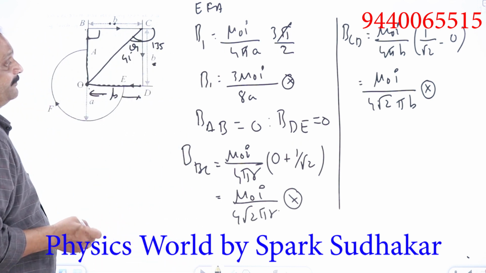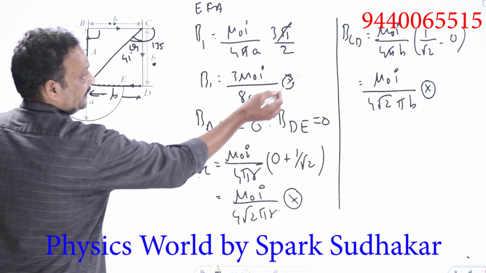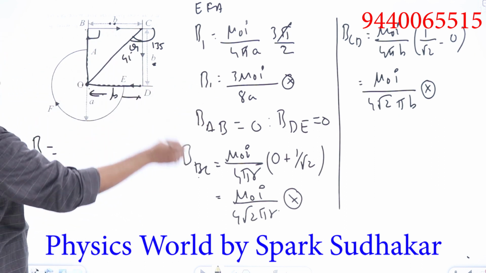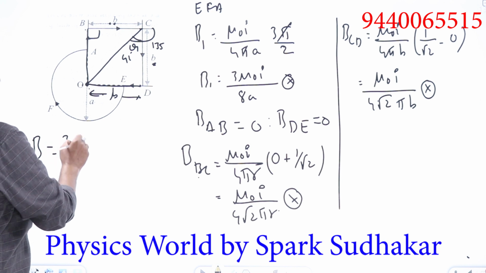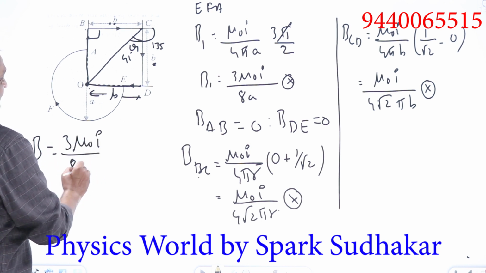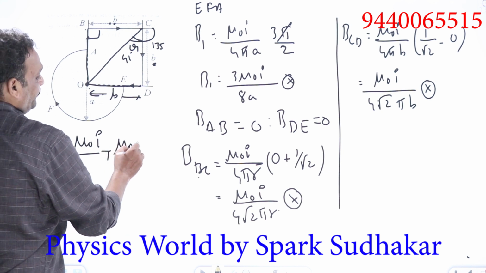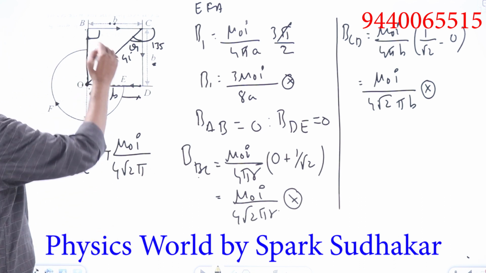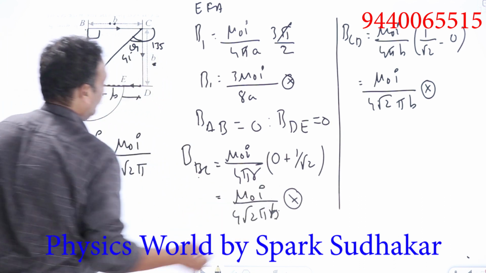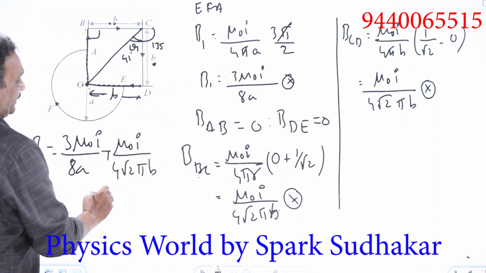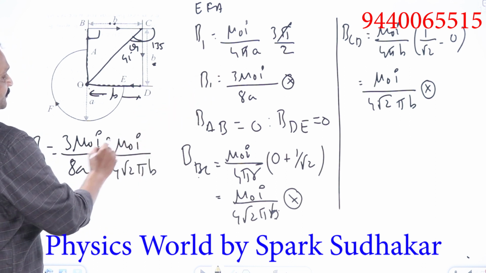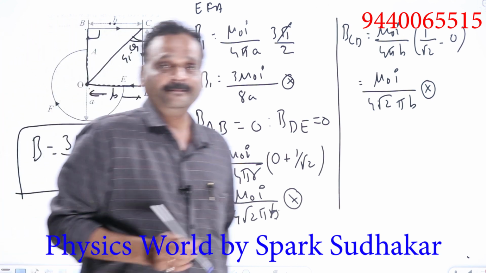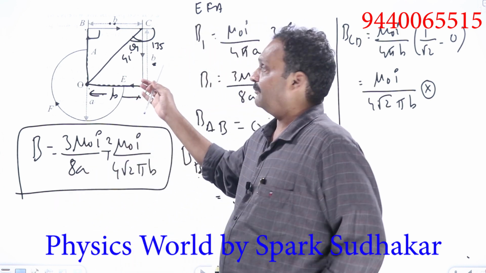So what is the total magnetic field? B1, B_BC and B_CD are all pointing into the board only, so the resultant magnetic field is the sum of these three components. What are they? 3 mu naught I by 8A plus mu naught I by 4 root 2 pi B, and again mu naught I by 4 root 2 pi B, the same. This is the resultant magnetic field. You can add them and simplify them. This is one more method of solving problems.